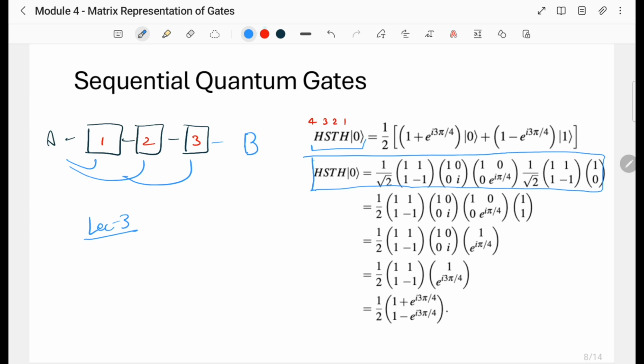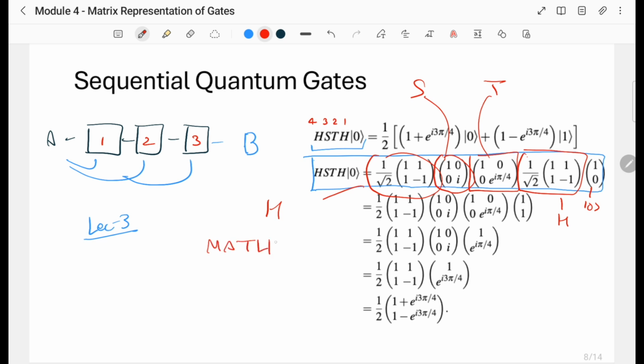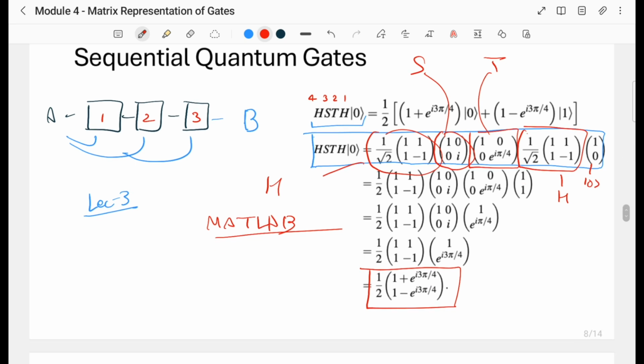See, so this is our state. This is our state 0. This is our Hadamard gate. This is our T gate. This is the S gate, and this is again the Hadamard gate. And now we just simply multiply matrices, which can be done using a computer. You might be familiar with MATLAB. This thing becomes so much simpler, and we obtain the result easily. So you see again why we should use the matrix form of the quantum gates.